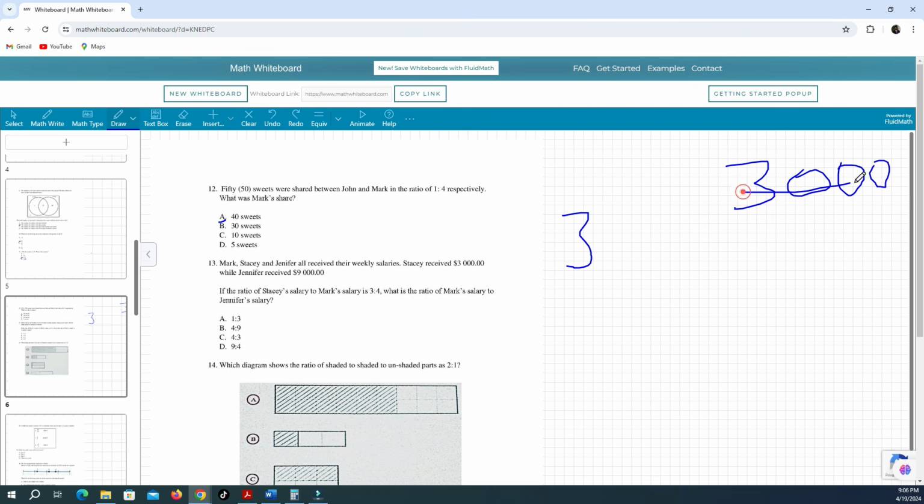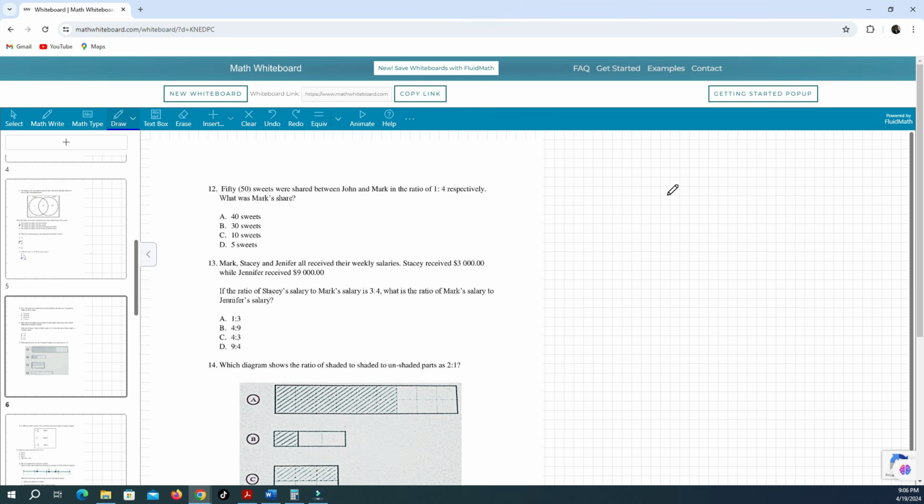3 into 3,000 will give you 1,000, right? And it's 3 to 4, so Mark would have been the 4. So 1,000 times 4, Mark's would be 4,000. Okay, good. So now we know that Mark's salary is 4,000, right?